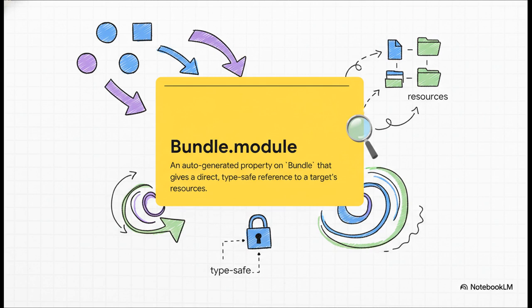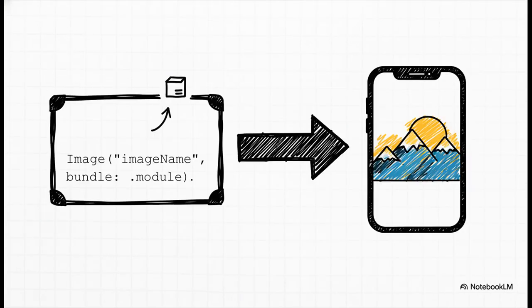Now, if you've ever struggled with trying to find the right bundle for a framework, you know the pain. This is an absolute lifesaver. No more guessing, no more weird logic to find your bundle. Let's see it in action. If you're in SwiftUI and you want to load that image, it is literally this simple. You just create your image view with the name of your asset, and then you pass .module to the bundle parameter. That's it. SPM takes care of everything else.